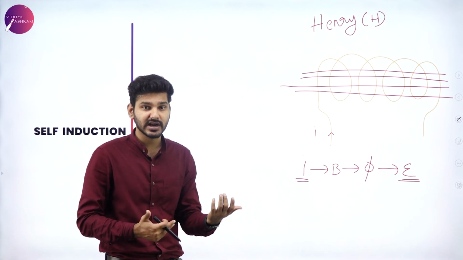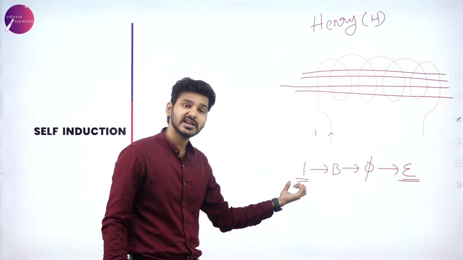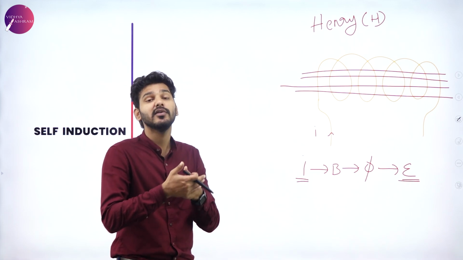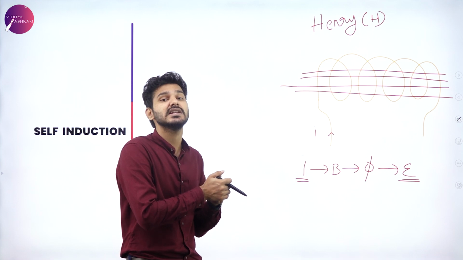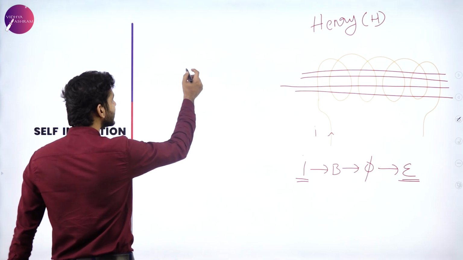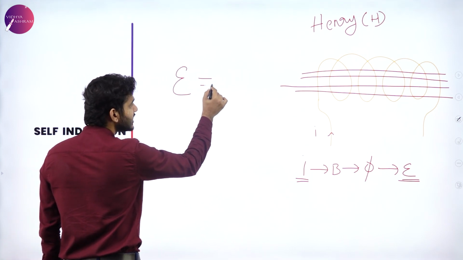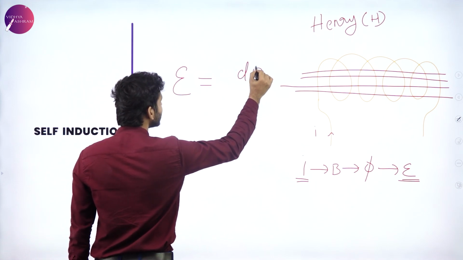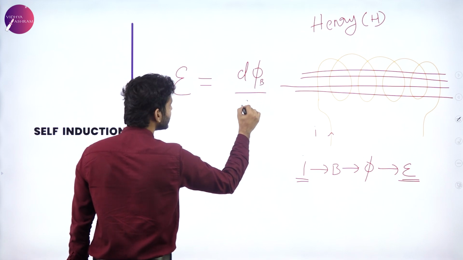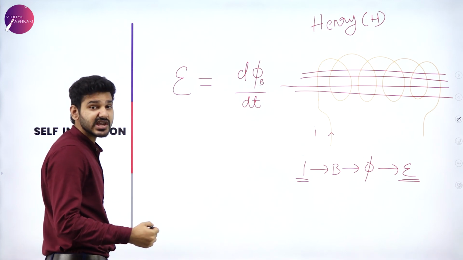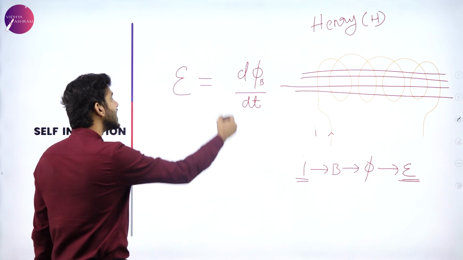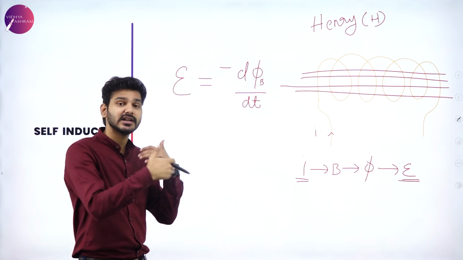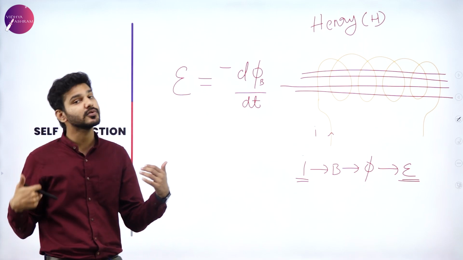Or to be more clear, the change in current is inducing an EMF, and the nature of that EMF will be such that it opposes the relative change. Or we can directly say that E, that is EMF, will be equal to negative change in magnetic flux with respect to time, and the change will be in such a manner that it opposes relative change. So this negative sign indicates that the direction is actually in the opposite direction.